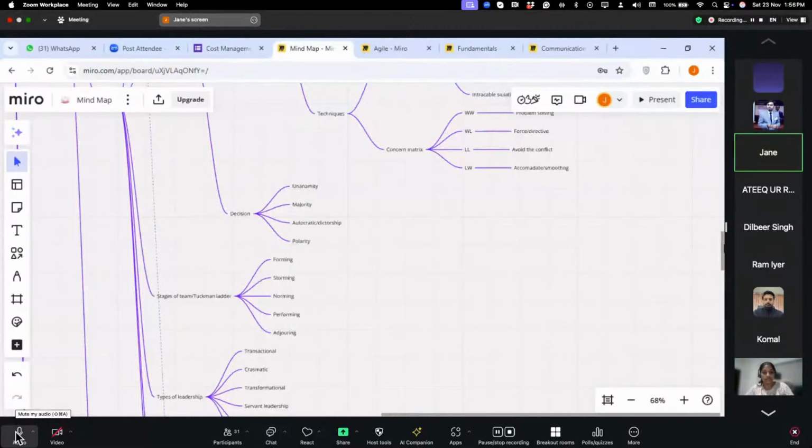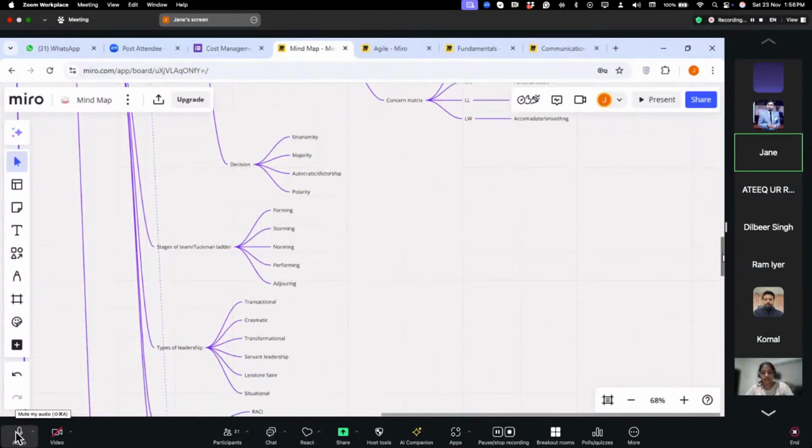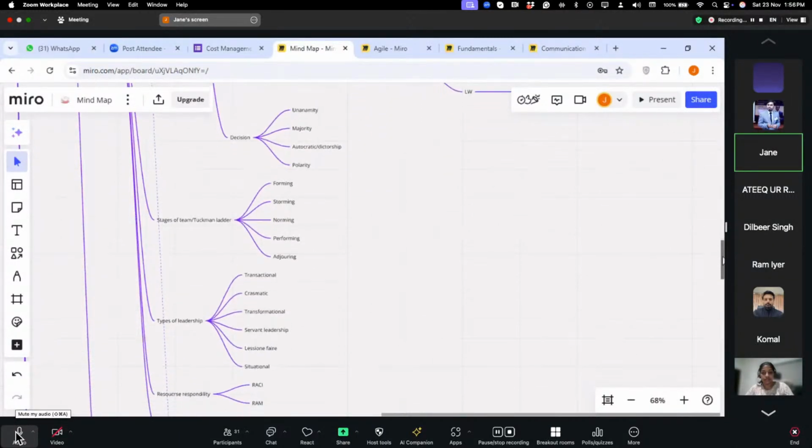Then we have the different stages of teams. It is also called the Tuckman ladder. Here we have the different stages of the team. So at the beginning, when the team is in the forming stage, we provide them with the necessary directions to initiate work. Then over time, conflict arises within the team, indicating the storming stage.